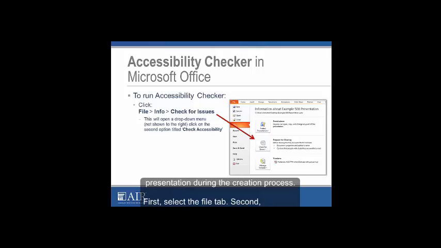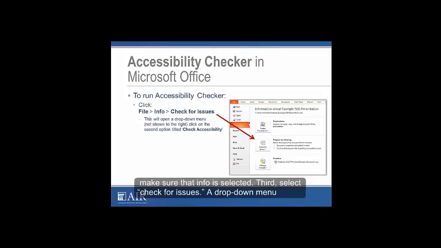First, select the File tab. Second, make sure the Info is selected. Third, select Check for Issues. A drop-down menu will appear. Click on the second option, Check Accessibility. The results will appear on the right side of your document.